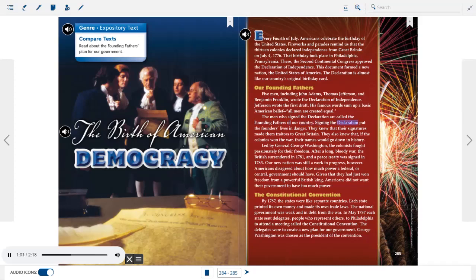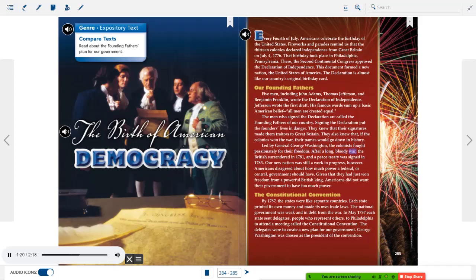Signing the Declaration put the founders' lives in danger. They knew that their signatures made them traitors to Great Britain. They also knew that if the colonies won the war, their names would go down in history. Led by General George Washington, the colonists fought passionately for their freedom.